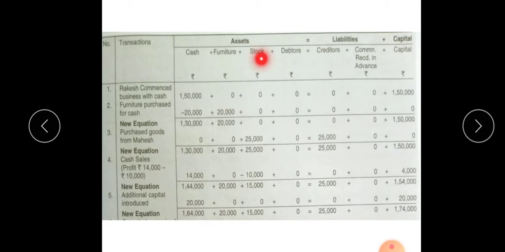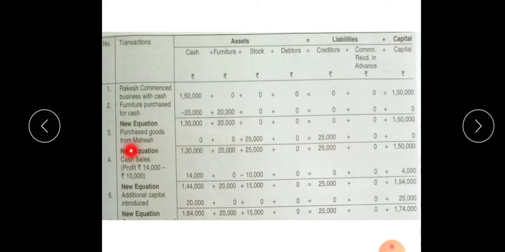Now write one more item, stock. Stock is increasing by 25,000 rupees. It is a credit transaction, so our liability will increase. So on the liability side, next to capital, write creditors, one more column, and creditors will increase by 25,000 rupees.